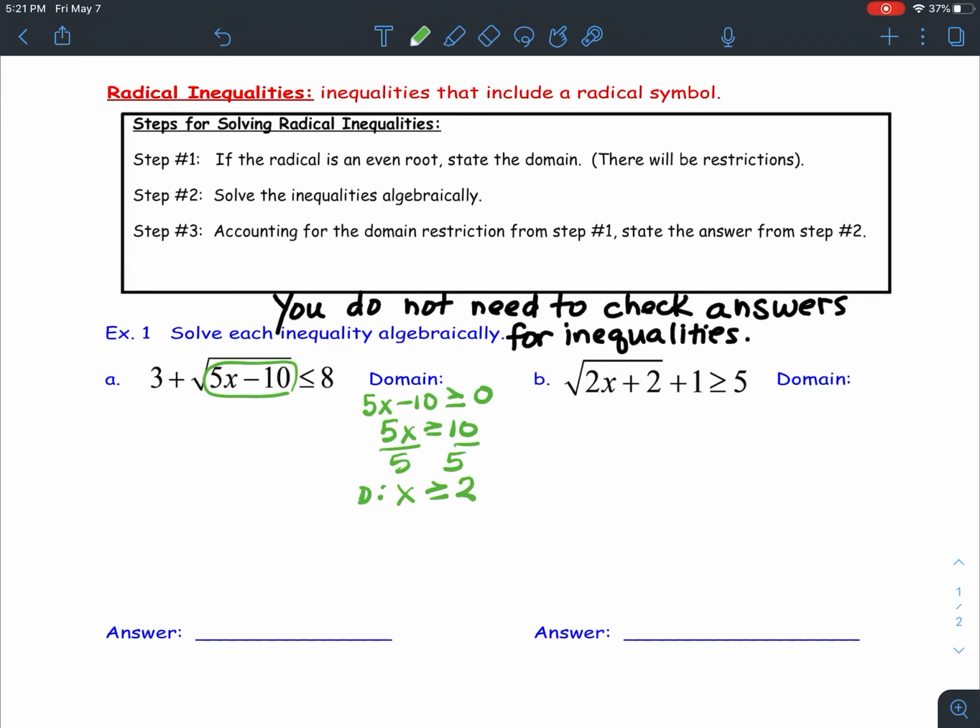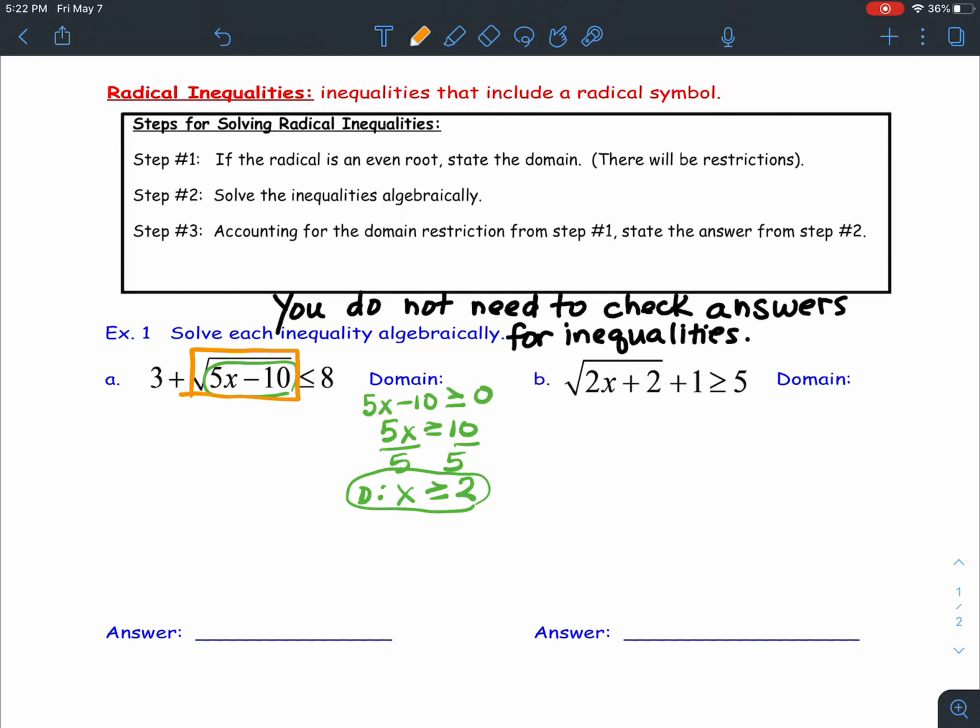Now, that's not necessarily what my solution to this inequality over here is, but I have to make sure that whatever solution I get by solving this inequality, that solution is not going to violate what I'm saying the domain restriction is. So I'm just going to go ahead and circle my domain restriction so that I don't lose that in my work. And then I'm going to come over here and solve this radical inequality, much like how we solved the radical equations the other day.